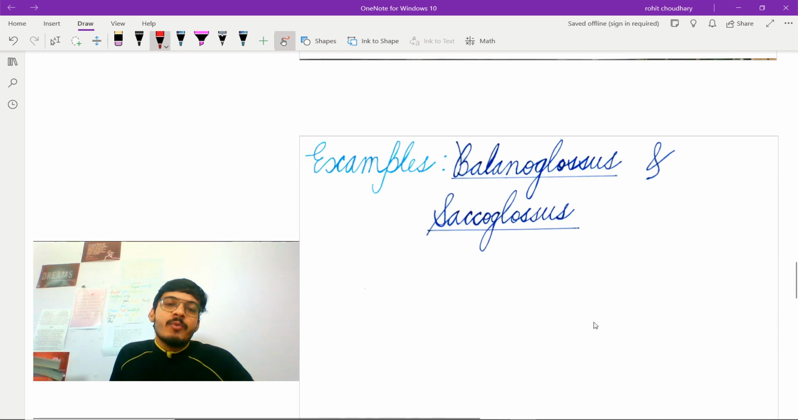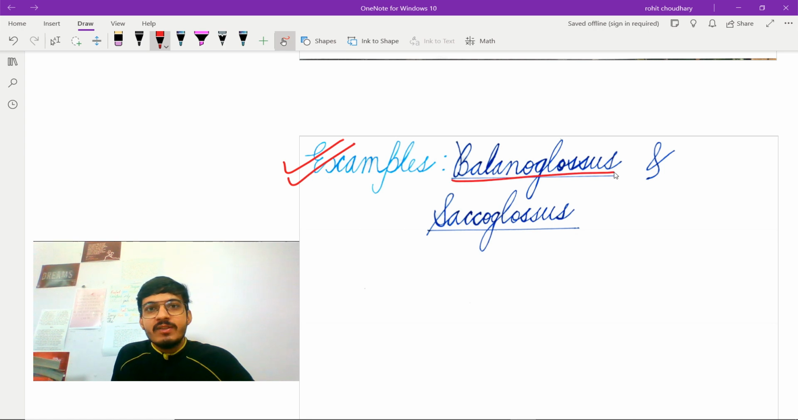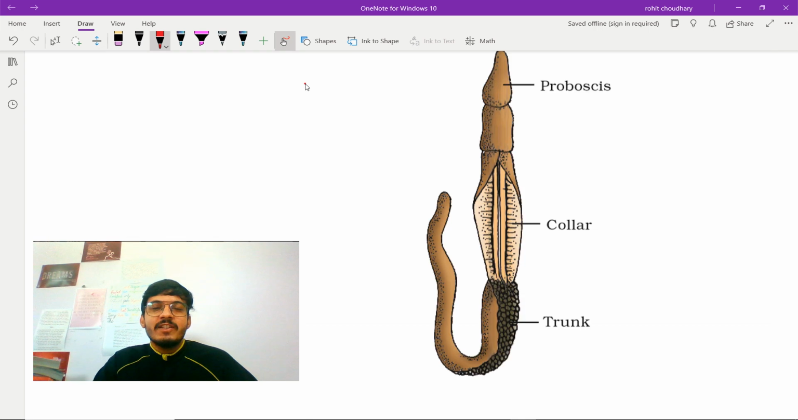The most important and the most famous examples of Hemichordata are Balanoglossus and Saccoglossus. In the further slide, we are going to study the diagram of Balanoglossus in somewhat detail. Let's study the diagram of Balanoglossus in detail. So this is the diagram of tongue worm.